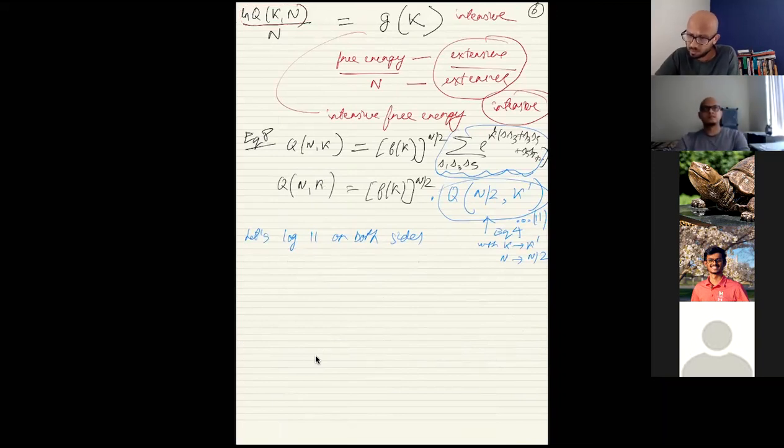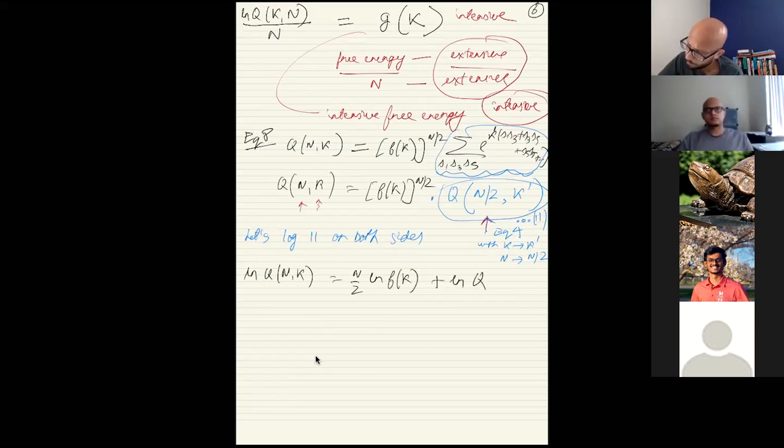Right, because this is the interaction in the system with n spins and k. And how does that connect to interaction in the system with n/2 spins and interaction k prime, right? That was the equation. So that's what we were missing. So if we take log on both sides of this, then ln of q n comma k is equal to n/2 ln of f of k plus ln of q n/2 comma k prime.